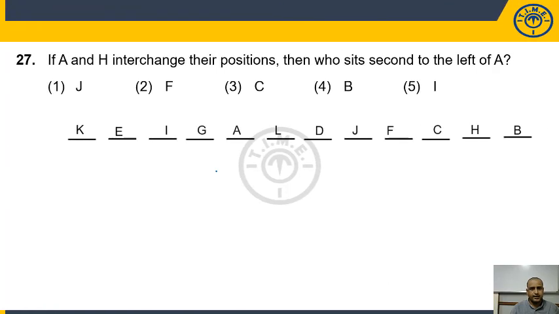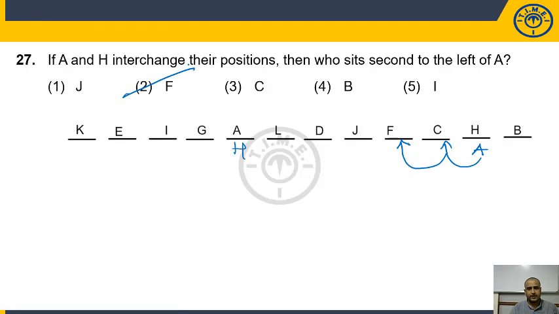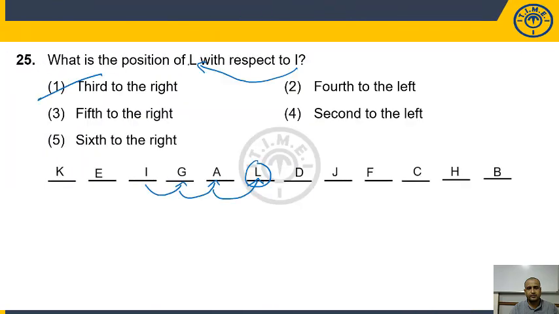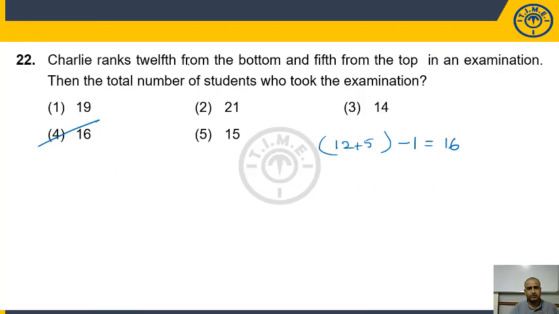If A and H interchange their positions, so here is the H and here is the A, then who sits second left of A? So first left, second left. Who is there? F. Choice 2. Okay. So already we have done with this. Now let's finally discuss the moderate to difficult set, that is circular along with variable.